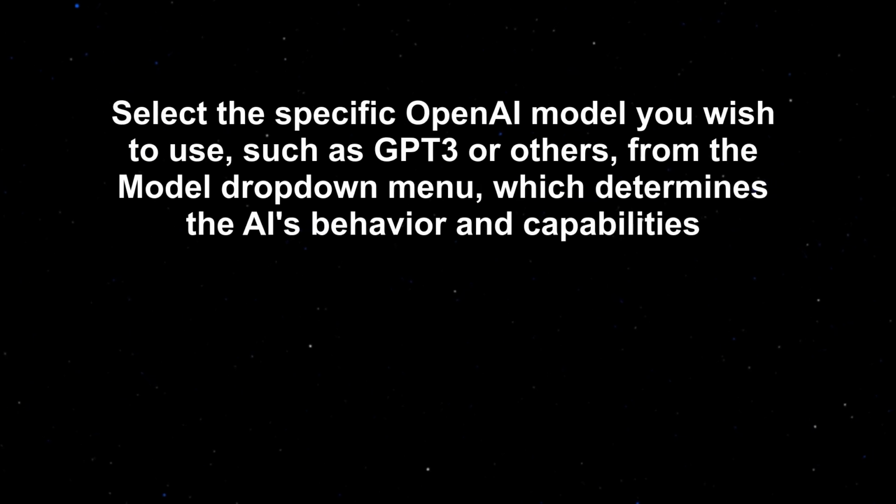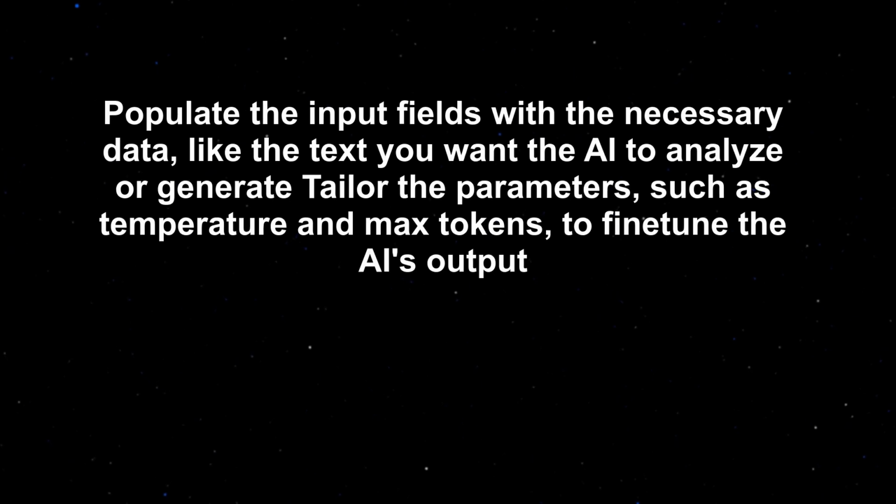Select the specific OpenAI model you wish to use, such as GPT-3 or others, from the Model drop-down menu, which determines the AI's behavior and capabilities. Populate the input fields with the necessary data, like the text you want the AI to analyze or generate. Tailor the parameters, such as temperature and max tokens, to fine-tune the AI's output.